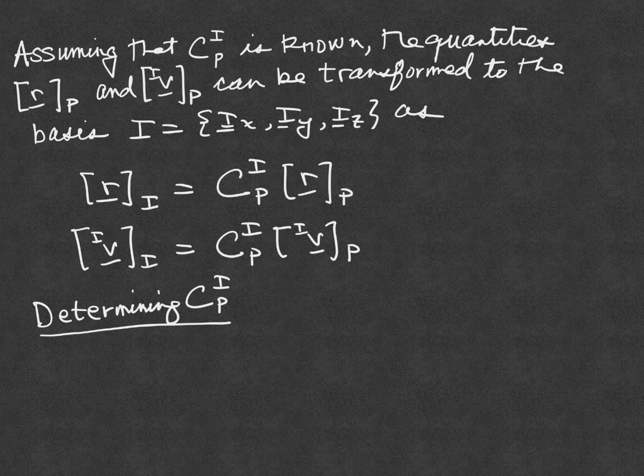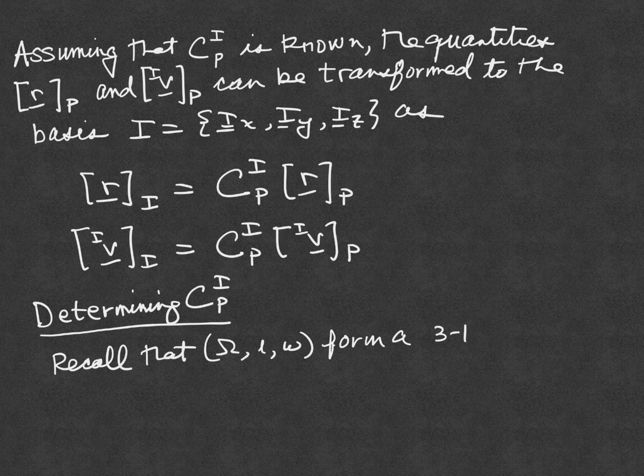Now, this transformation from P to I is actually determined using the three Euler angles, omega, I, and little omega. So recall that omega, I, and little omega form a 3-1-3 Euler angle sequence.